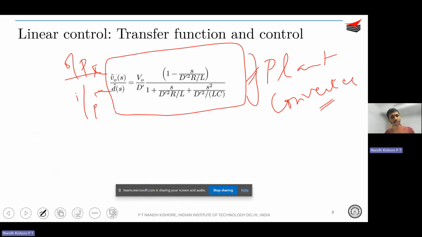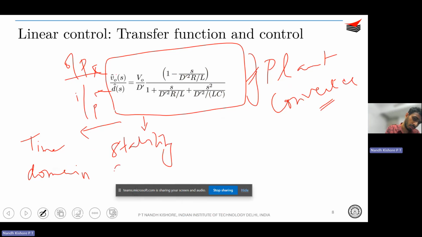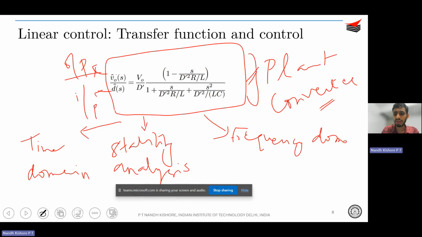Now you can apply any aspect of your control systems concepts. You can try to understand what the rise time will be, and do time domain analysis. You can do stability analysis, and you can do frequency domain analysis.